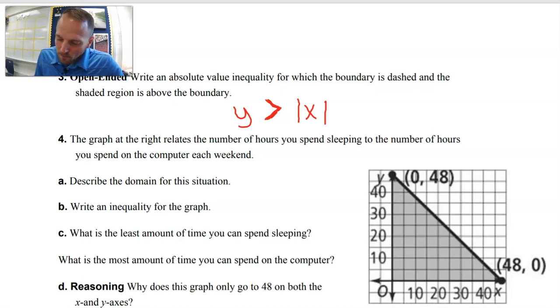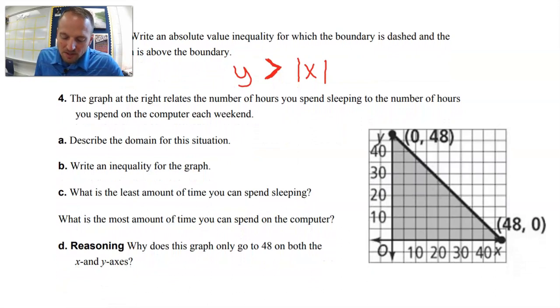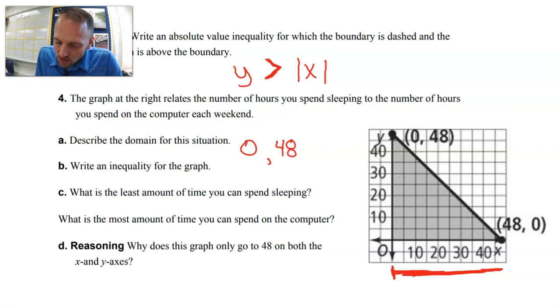Let's look at number 4. The graph at the right relates the number of hours you spend sleeping to the number of hours you spend on the computer each week. Letter A, describe the domain for the situation. Domain is your x values. What do we have down here on our graph? Well, the smallest that we get is 0, and the biggest we get is 48. Okay, so we can just write this in interval notation like that, saying that it goes from 0 to 48.